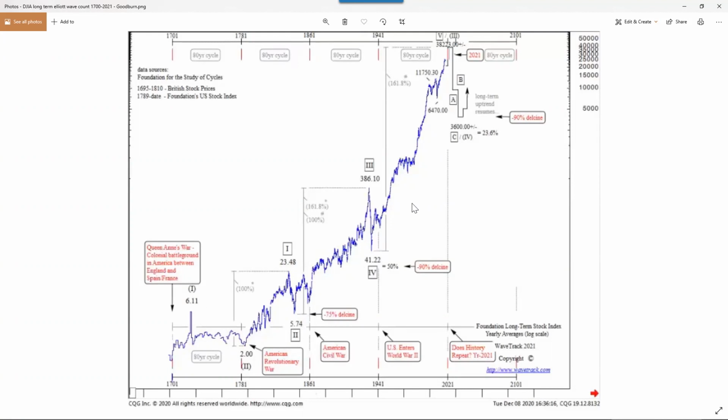And it sets up a wave count, and this basically sets up the 1929 high as a supercycle wave 3 high, and the 1932 low as a supercycle wave 4 low. And we've seen this ongoing secular bull market from 1929. If you set up some Fibonacci relationships here long term, Goodburn had set a target for the Dow Jones Industrial Average up around 38,223 some years ago.